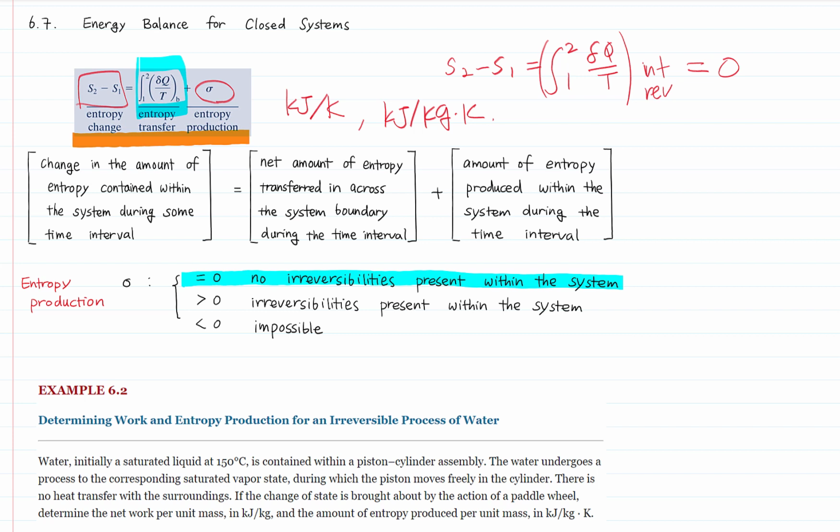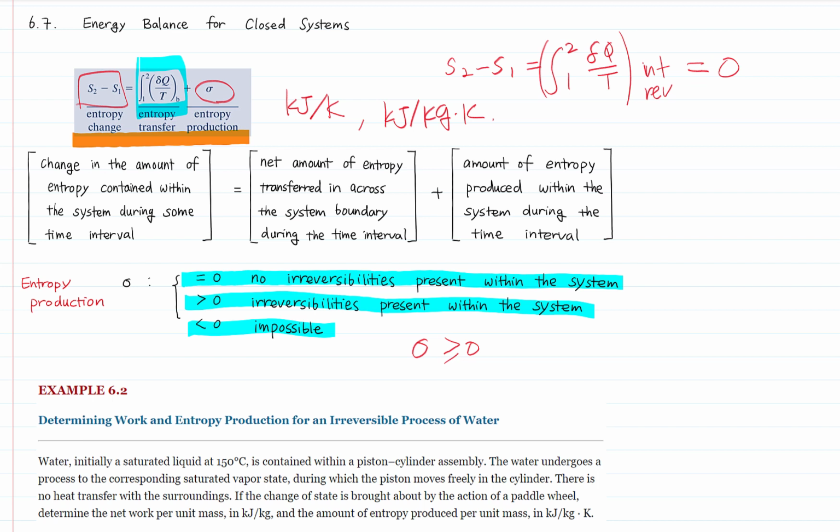If the process is irreversible, entropy production is positive. But there is no way that sigma is negative. It is impossible to have a negative sigma. So the entropy production is always greater than or equal to zero. Sigma, or the entropy production, is considered as a measure of the magnitude of irreversibility.